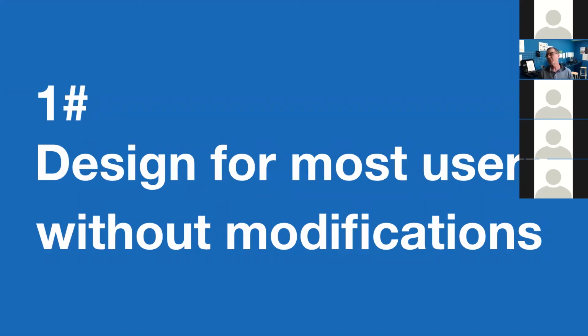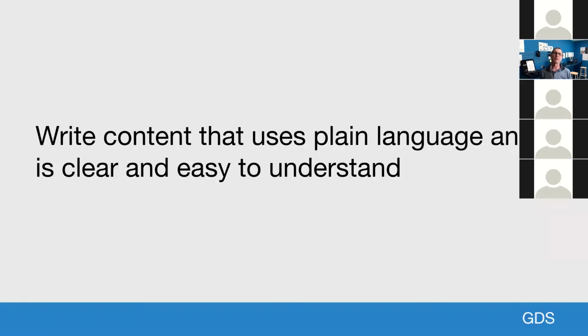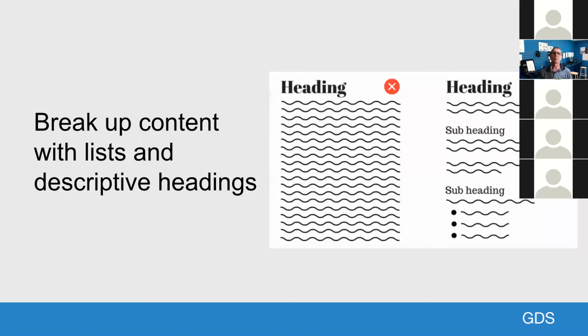Thinking about the strategy, part 1 is design for most users without modifications. Aim to write content that uses plain language and is clear and easy to understand. GOV.UK was built with the aim of simplifying things and using plain language. It's important to note that the average reading age in the UK, for example, is 9 years old. So try and think about how to keep content simple. Don't use long words, avoid jargon. Where you have to use jargon, explain it or provide a glossary. Where you have to use acronyms or abbreviations, make sure you explain them unless they're really, really common.